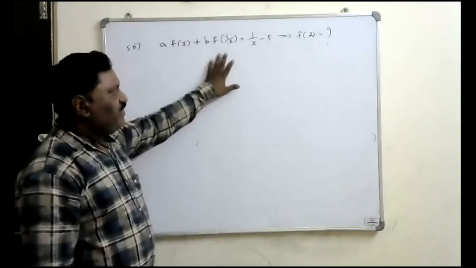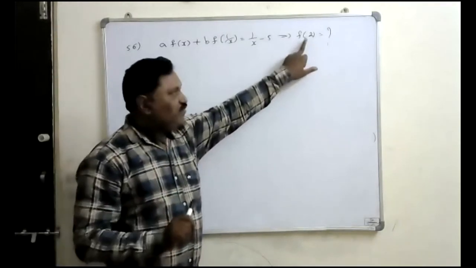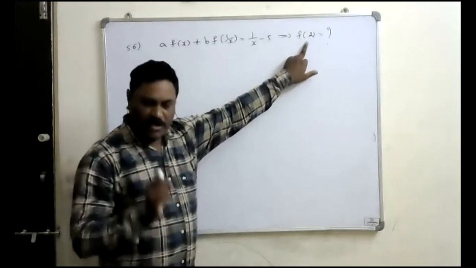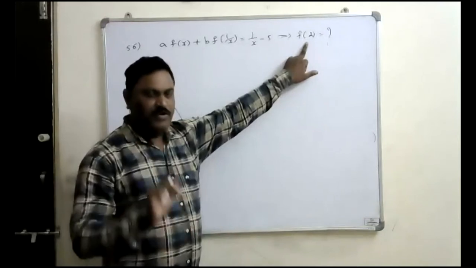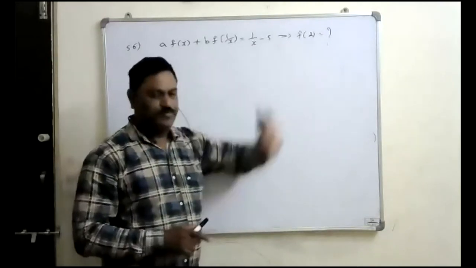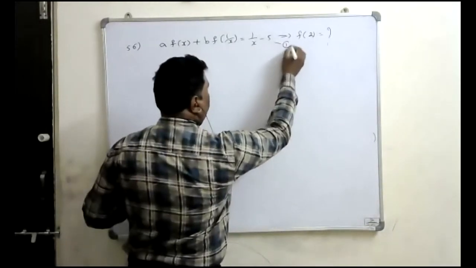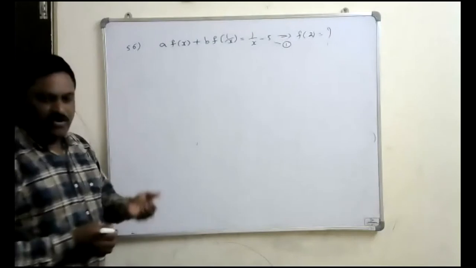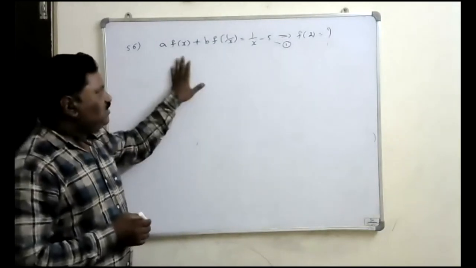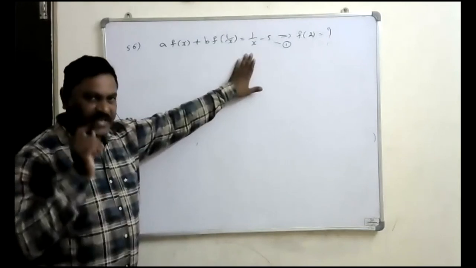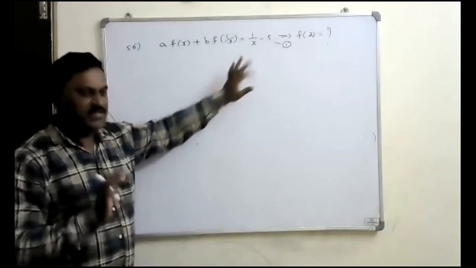So when the relation is given like that, I want to find the value of f of 2. First of all, I should know what is that function f of x. If you know the f of x, replace x by that 2, you'll get the f of 2. So when the equation is given like that, this is called the first equation. If you want to find the f of x, the procedure is that in this relation, replace x by 1 by x. Don't ask me why, but replace x by 1 by x.